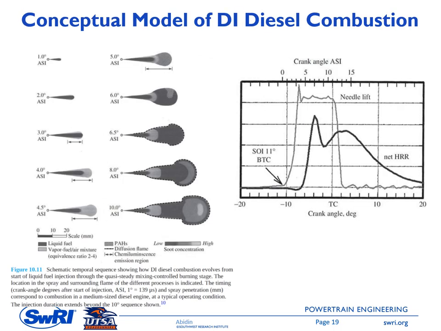Next one, let's take a look at the conceptual model of direct injection diesel combustion. The figure on the left side is showing the schematic of the fuel spray, and on the right side is showing the corresponding fuel injection profile and the heat release rate profile. Going back to the left side, the dark color here represents the liquid fuel, and the light color here represents the vapor.